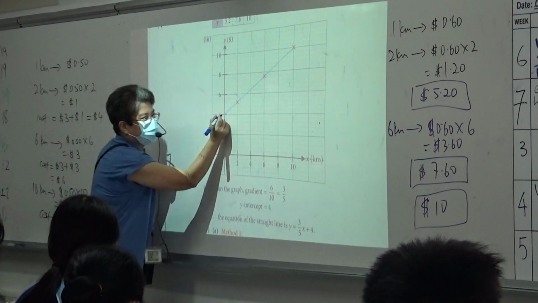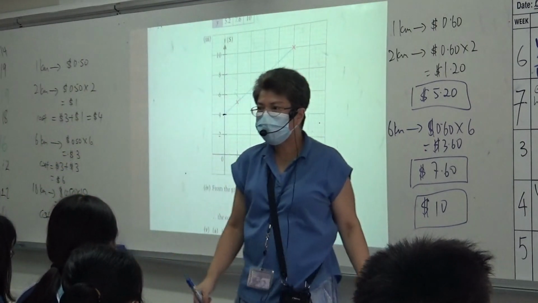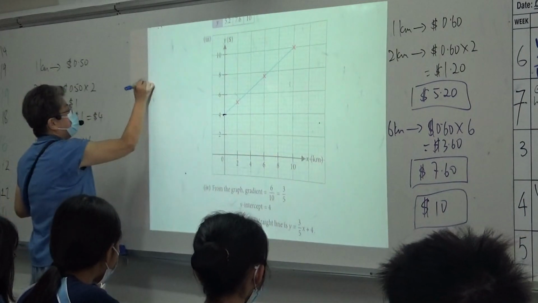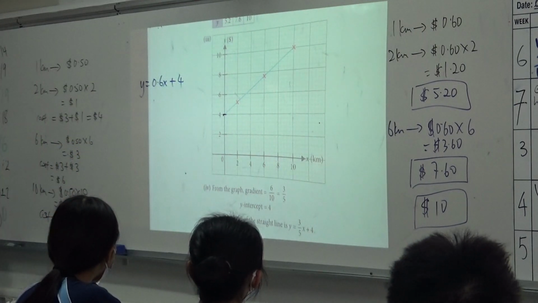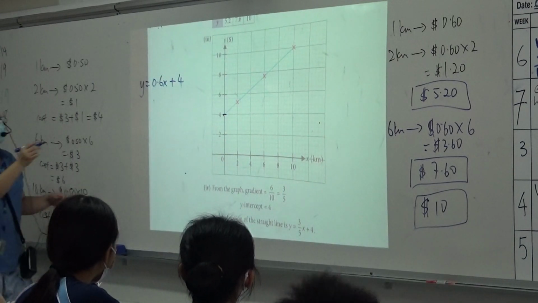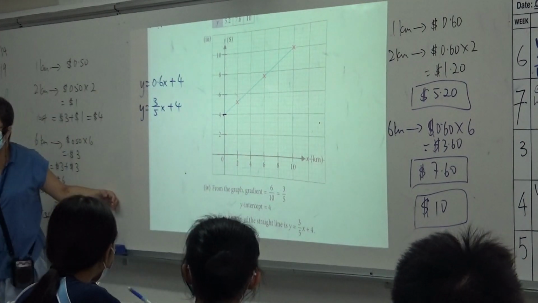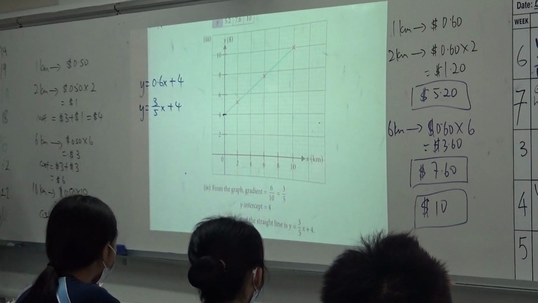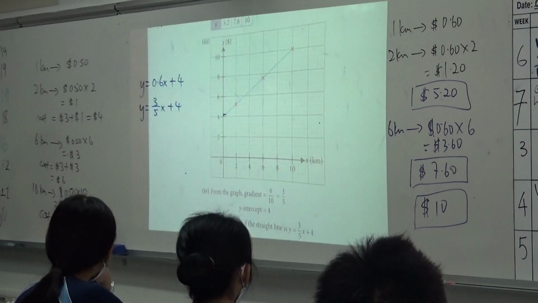Okay. I want to know what's the y-intercept. 4. How much is 1 kilometer? 60 cents. So, the equation will become y equals 0.6x plus 4. 0.6 can also be written as what? 3 out of 5, right? Okay? Doesn't matter. It's the same. Are we okay?